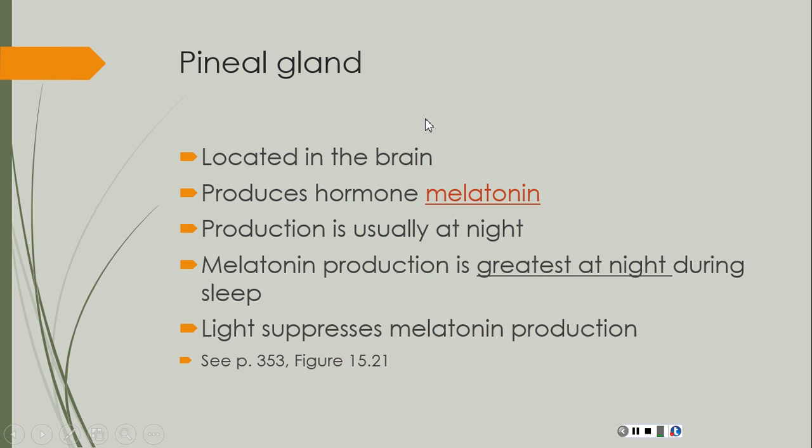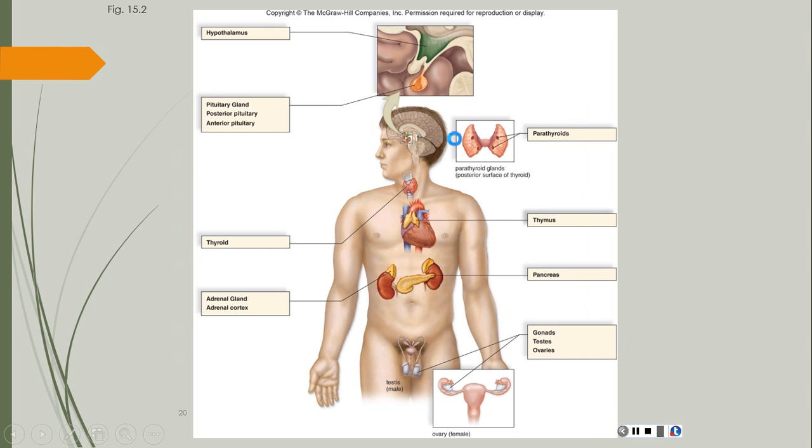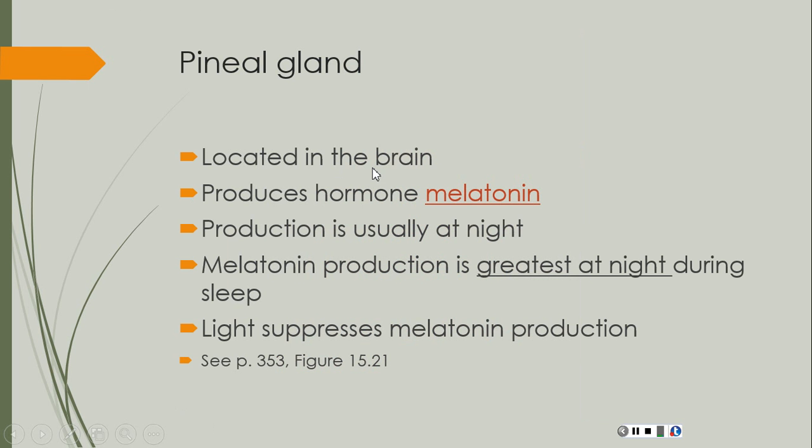And lastly, let's talk about the pineal gland. It's located in the brain. Let me take a look at this here. It's not shown on here. It's in the back somewhere. You can't quite see it on this illustration. But it's located in the brain, and it produces a hormone called melatonin. Melatonin production is usually at night. Its production is greatest at night during sleep because exposure to light suppresses melatonin production.